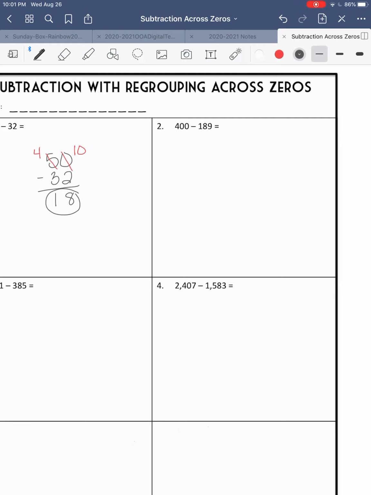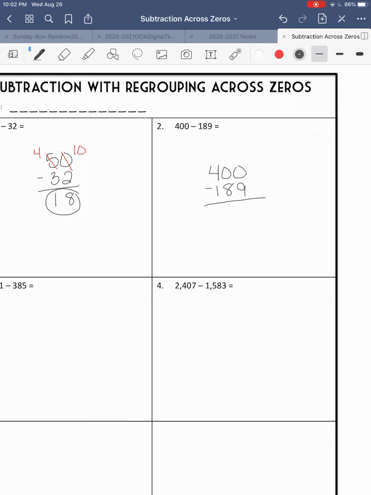And then I can go to my next one. And I'm going to do the same thing. The first thing that I'm going to do is just line up my numbers. All right, I start on the right. I can't do 0 minus 9.